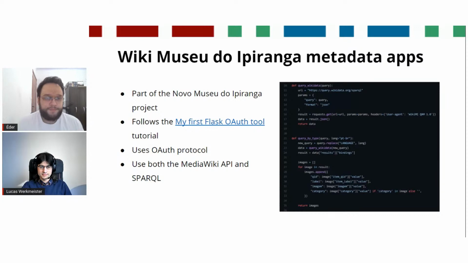This application also uses the OAuth protocol that is part of the tutorial, and uses both the MediaWiki API and the SPARQL queries on the Wikidata Query Service. On the right, we have a screenshot of the functions in the source code that allow us to query the Wikidata Query Service, to query Wikidata.